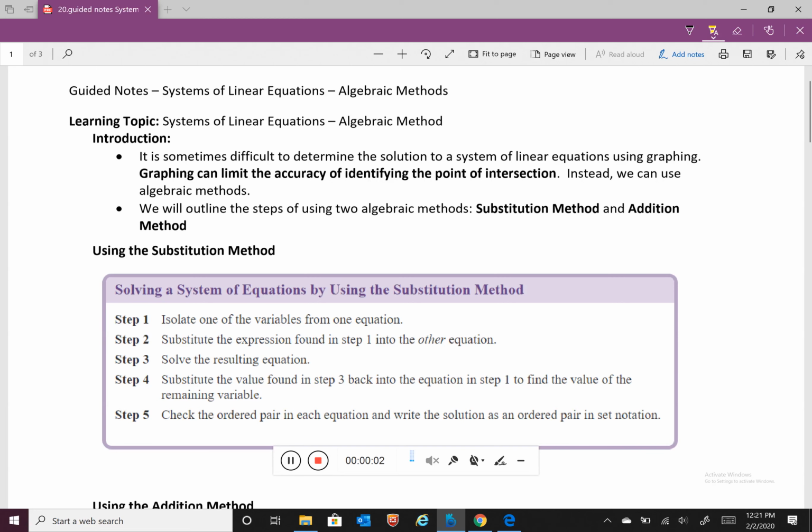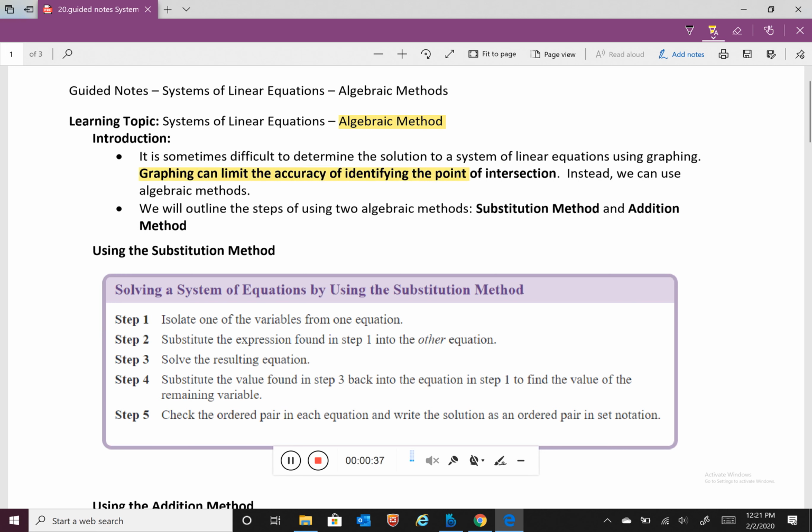We are going to continue our discussion of solving systems of linear equations, but this will focus on algebraic methods. And the reason we want to have different methods is because sometimes it's very difficult to determine the solution to a system of linear equations using the method of graphing. Graphing is wonderful because it gives us a visual understanding of what we're actually trying to do. We're trying to see if two lines actually share a point, if they have a unique solution.